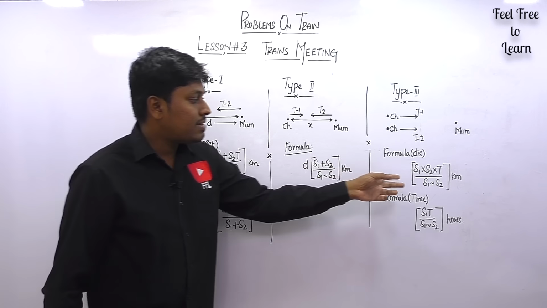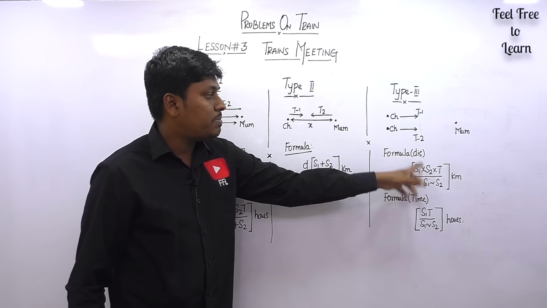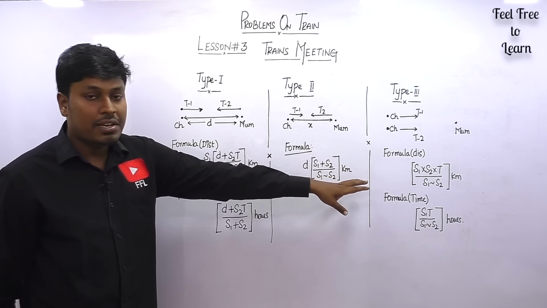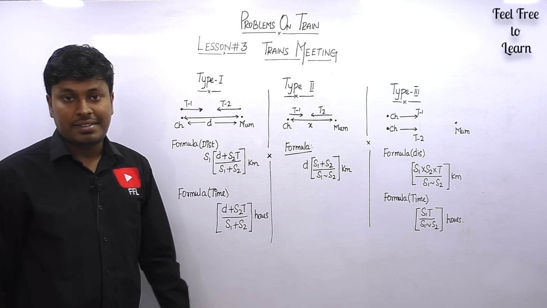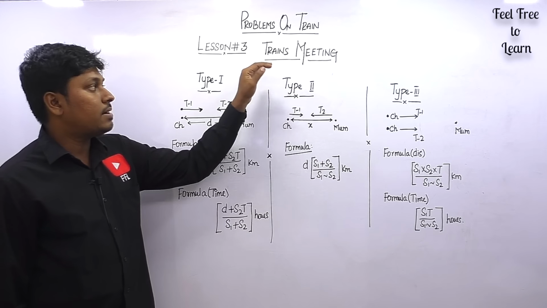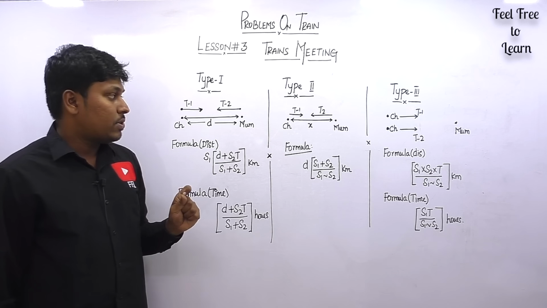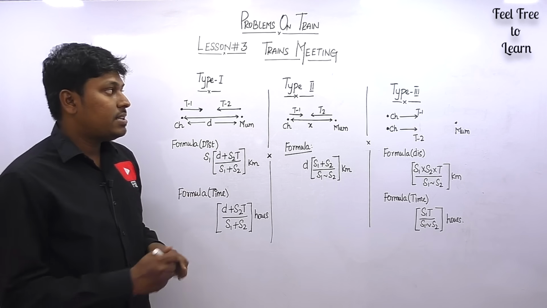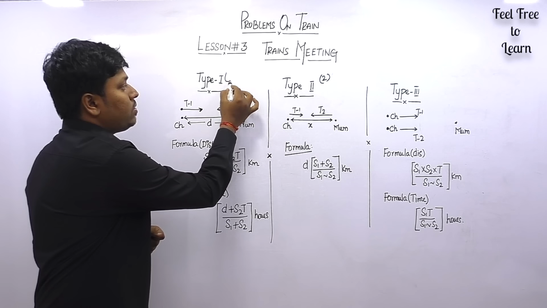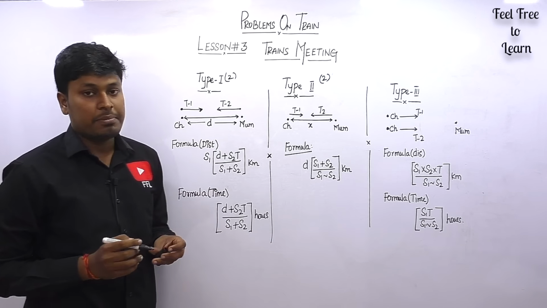Got it? And the remaining things like speed 1 will be train 1 speed and speed 2 will be train 2 speed, right? By directly seeing the question, you can apply the values in the formula and you will find the answer, right? So these are the 3 different types of questions that can be asked in this 2 train meeting concept. So now what we are going to do is initially solve type number 2 questions, and type number 1, 2 questions, and 1 question on type number 3.